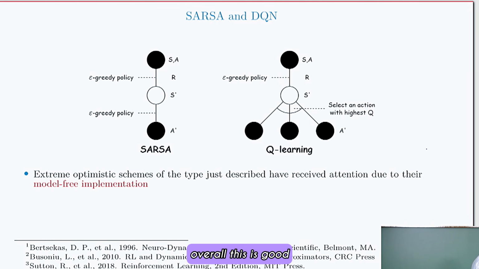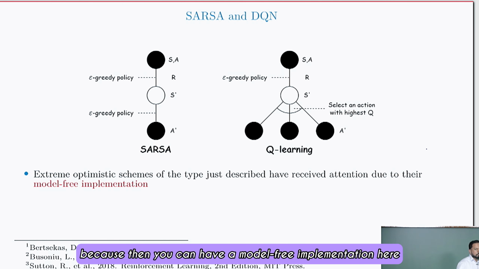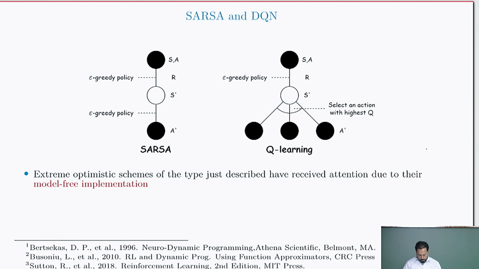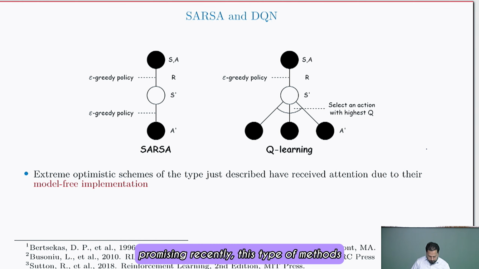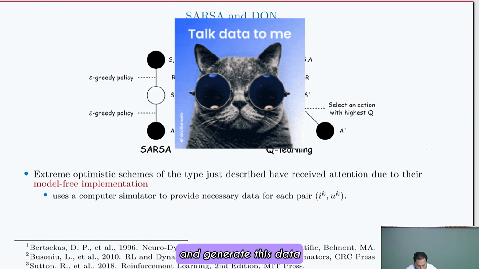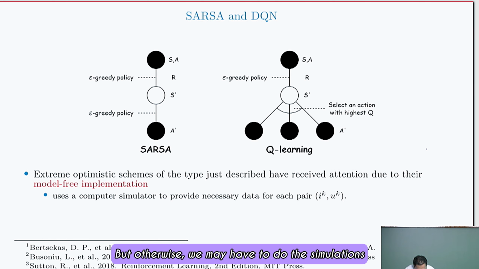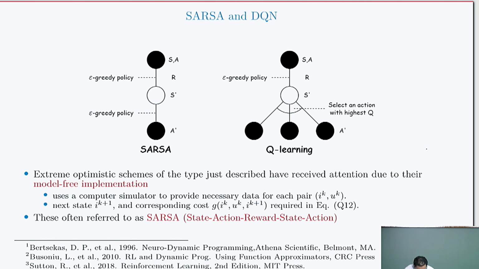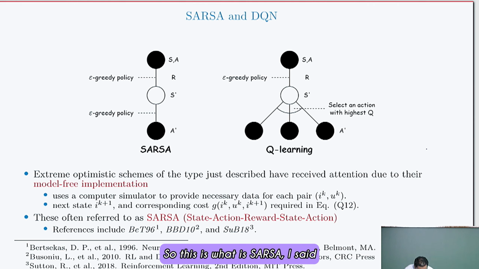Overall, this is good because then you can have a model-free implementation. This type of method, like Q learning or SARSA, has become quite promising recently. We can generate these data via a simulator, and compute this and generate this data. If you have a model in hand, then we don't need that, but otherwise we may have to do these simulations. So this is what SARSA is.